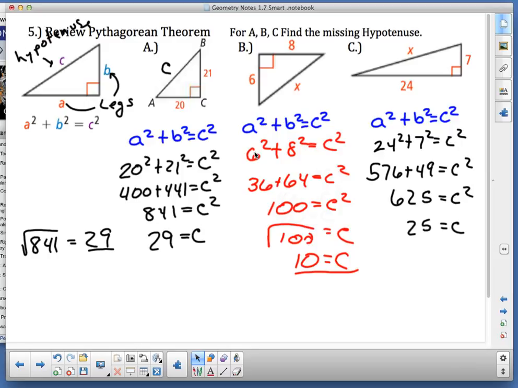So we get the opportunity to work with integer values in the Pythagorean theorem. All integers that work in the Pythagorean theorem, where A squared and B squared equals C squared, we can use the converse of the Pythagorean theorem to show it's a right triangle, but these are called Pythagorean triples. Little extra thing that we're going to learn again in chapter 8, second semester.